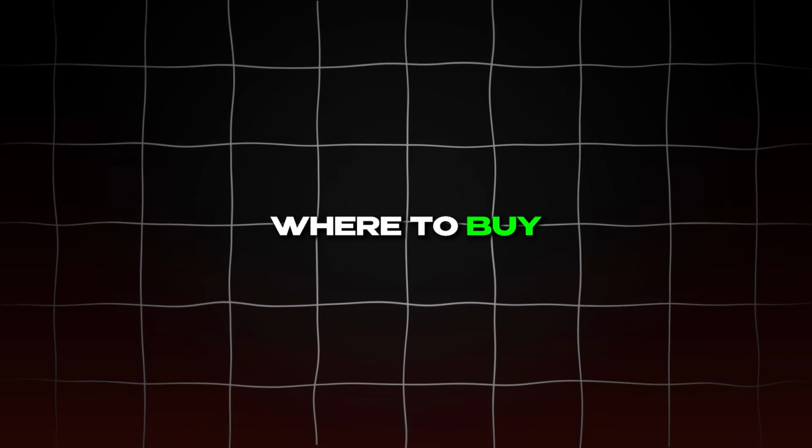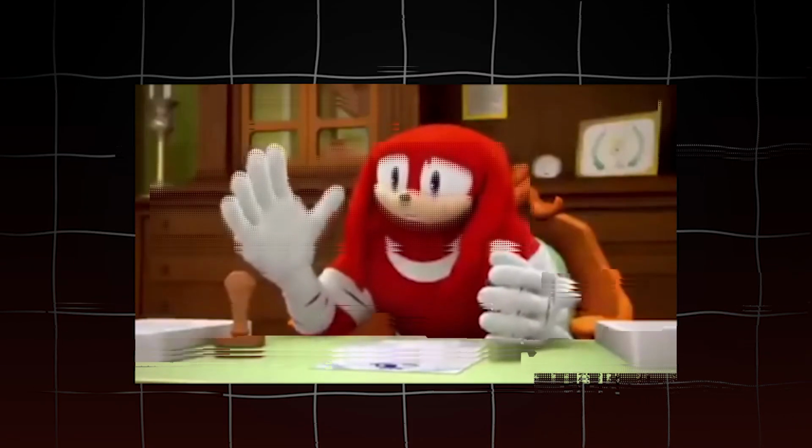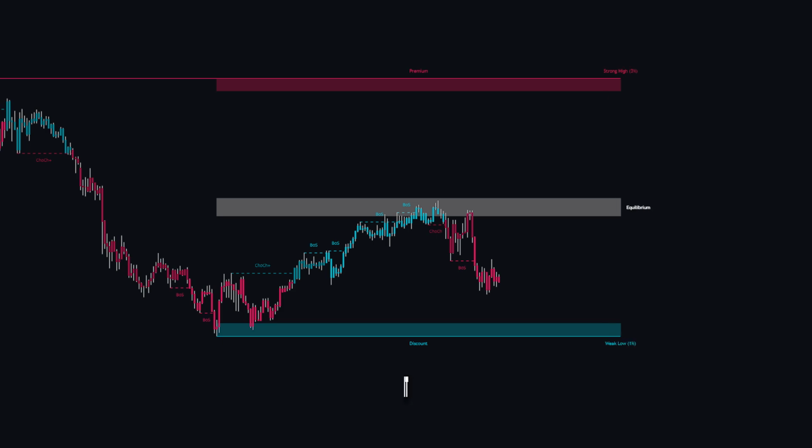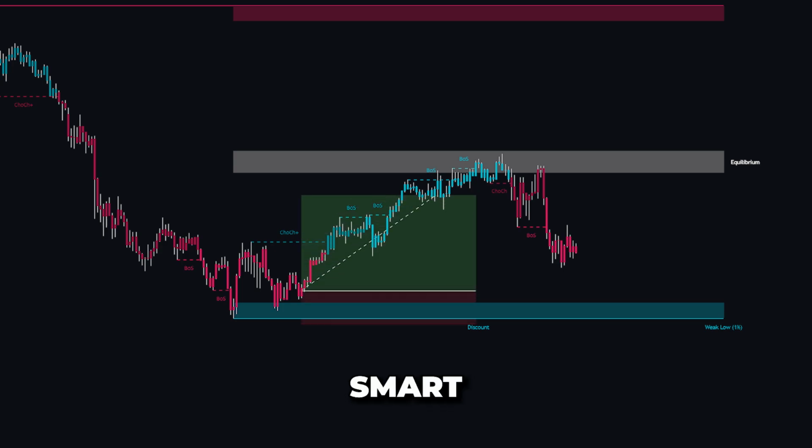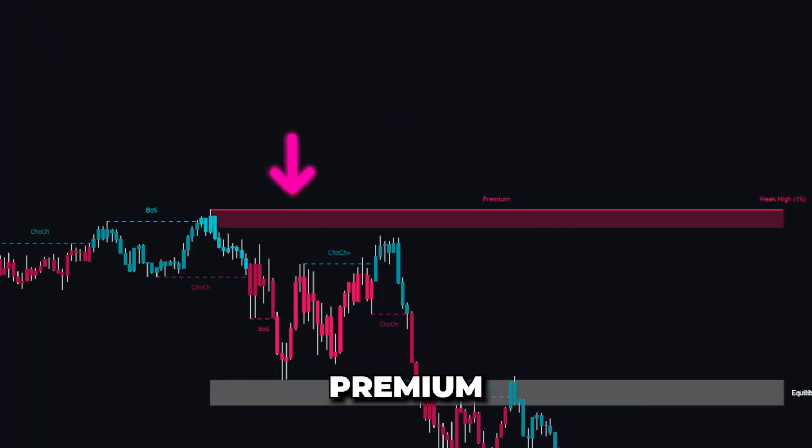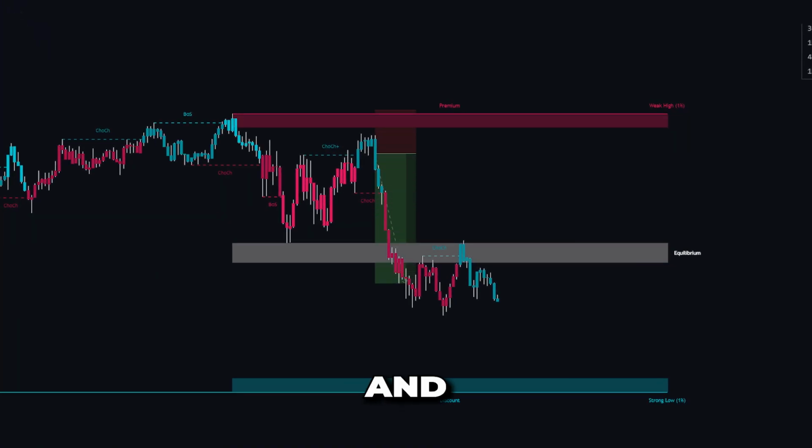But how do you know where to buy or sell? That's where the Smart Money Toolkit comes in. It gives you an incredible visual of the high-low equilibrium zones, showing you whether price is in a premium or discount zone. Think of it like a pricing gauge. When price is in the discount zone, that's where Smart Money hunts for longs. When it's in the premium, that's where they offload or go short.